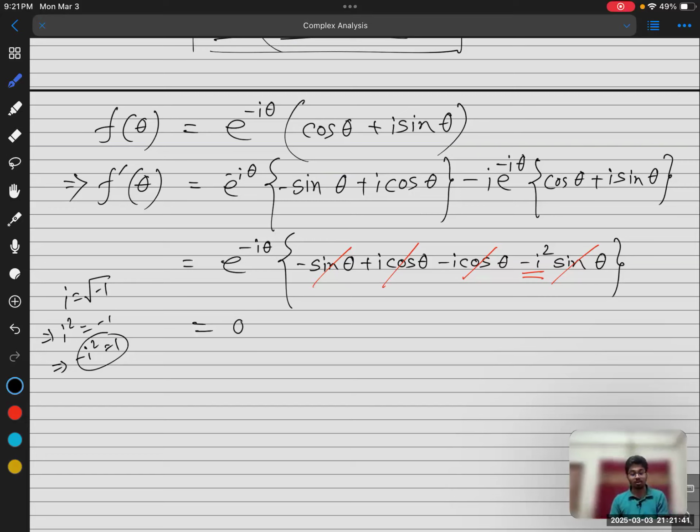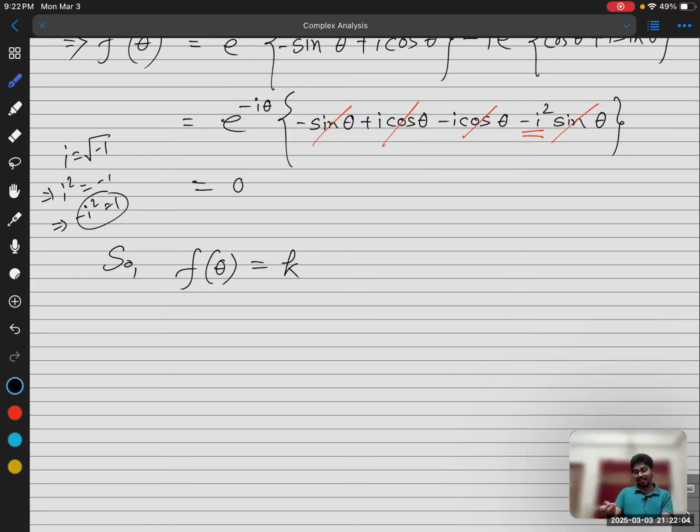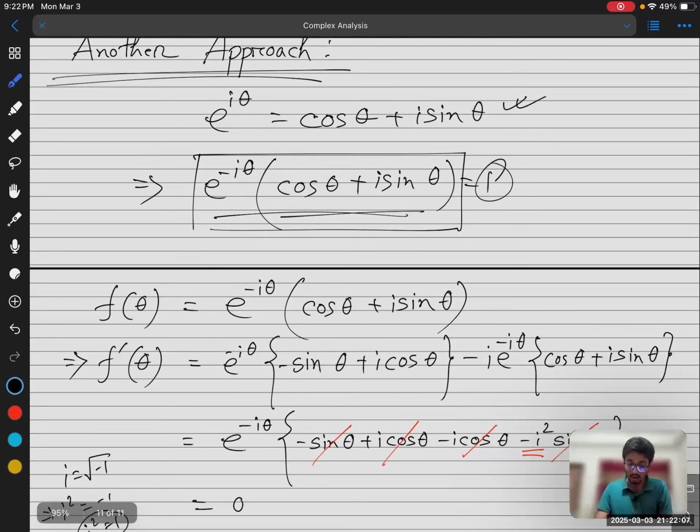So we consider f(θ) as a function of θ, and after taking the derivative with respect to θ, we get 0. That means our f(θ) is a constant function. So f(θ) is constant. Our first goal is achieved, because we want to prove that this function's value is equal to 1.